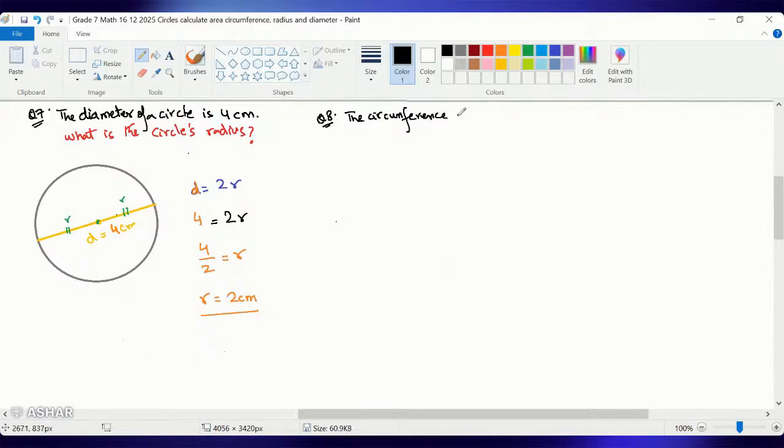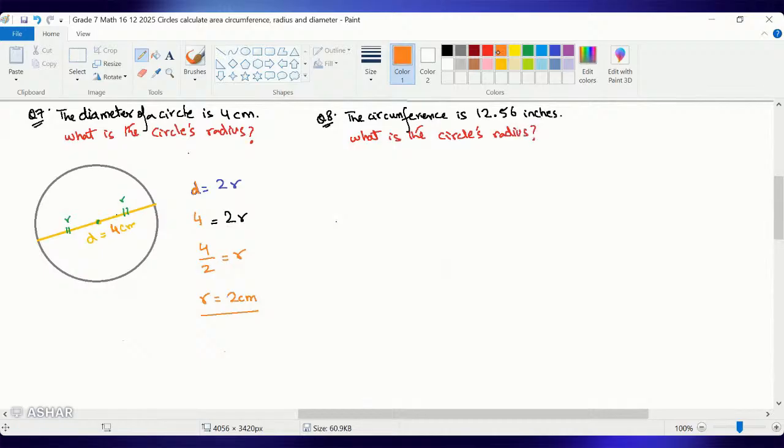The circumference is 12.56 inches. This is given to us. They are asking us what is the circle's radius. They're asking us to find the radius.